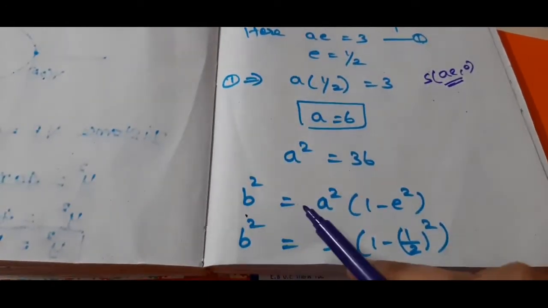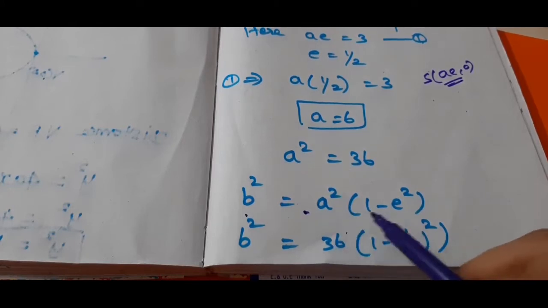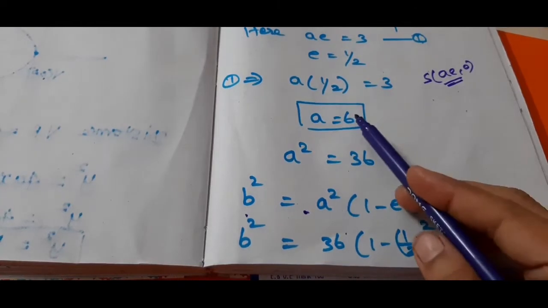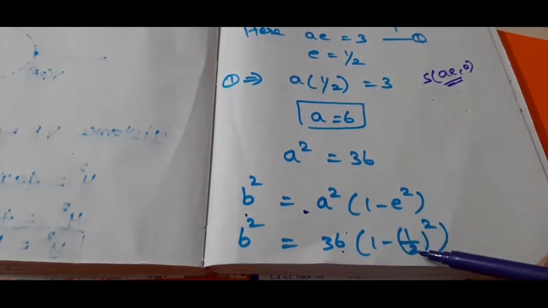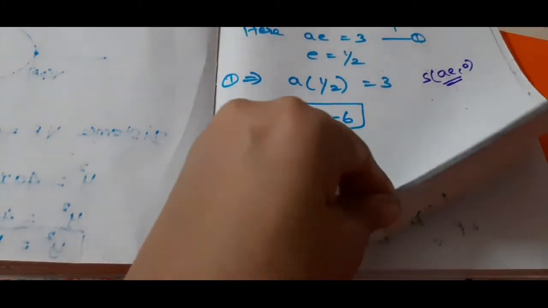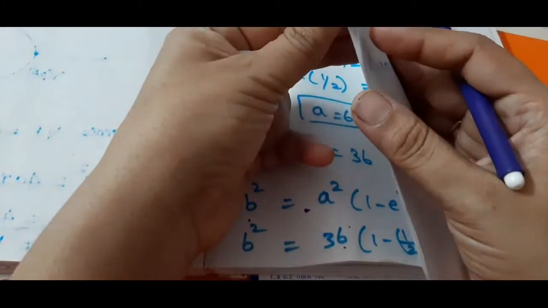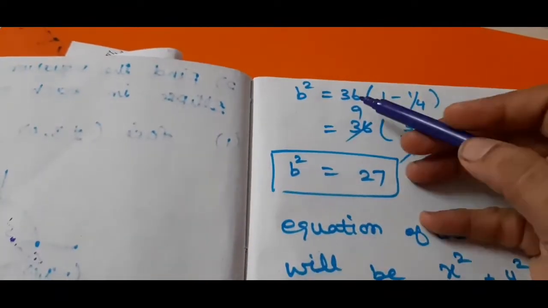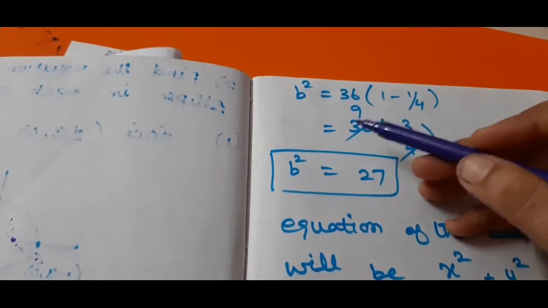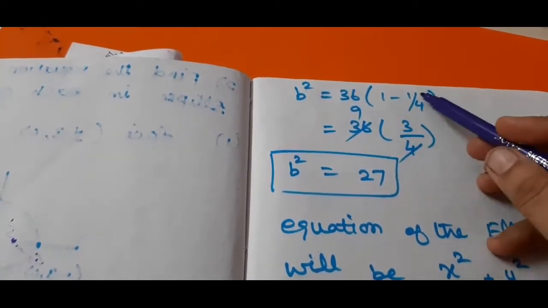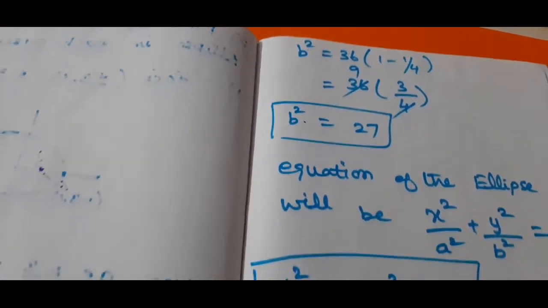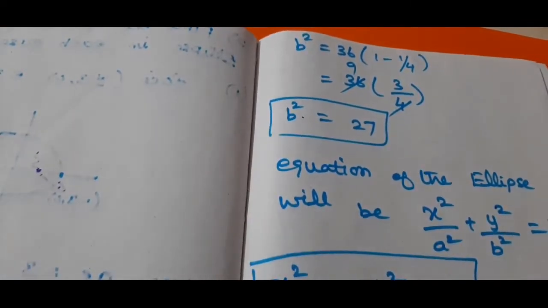b square, how can I find it out? b square is equal to a square into 1 minus e square. a answer is 6, so 36 into 1 minus e, and e answer is 1 by 2, so 1 by 2 whole square. b square is equal to 36 into 1 minus 1 by 4. 36 into what is 1 minus 1 by 4? That is 3 by 4. b square is equal to 27. So a square answer I got, b square answer also I got.